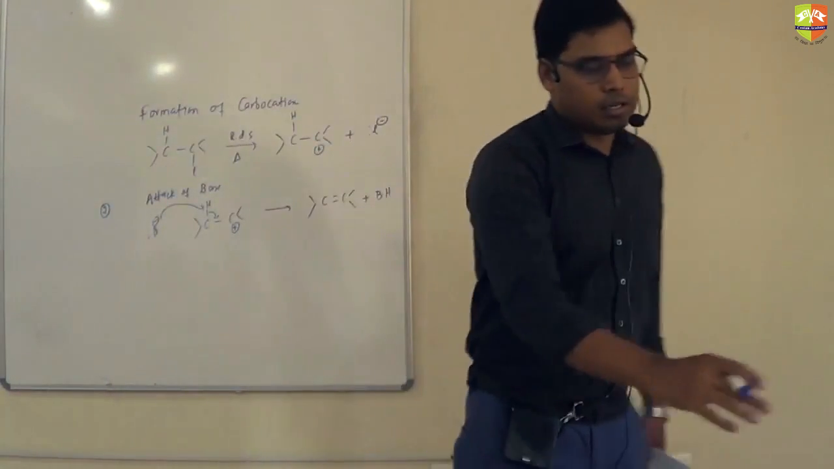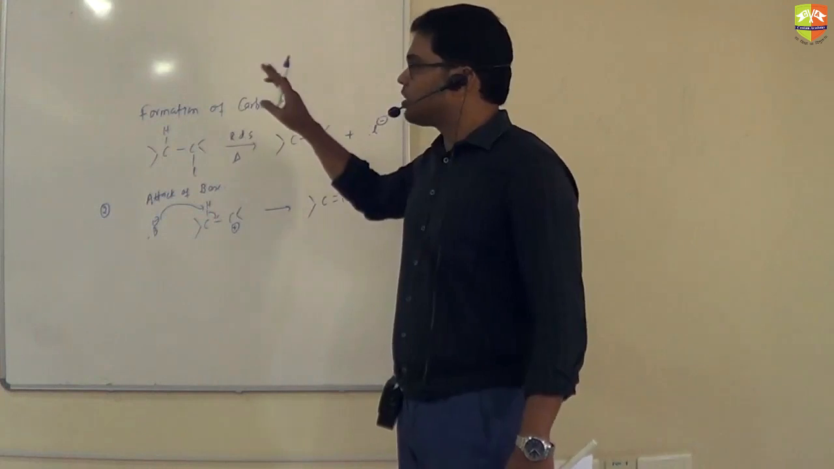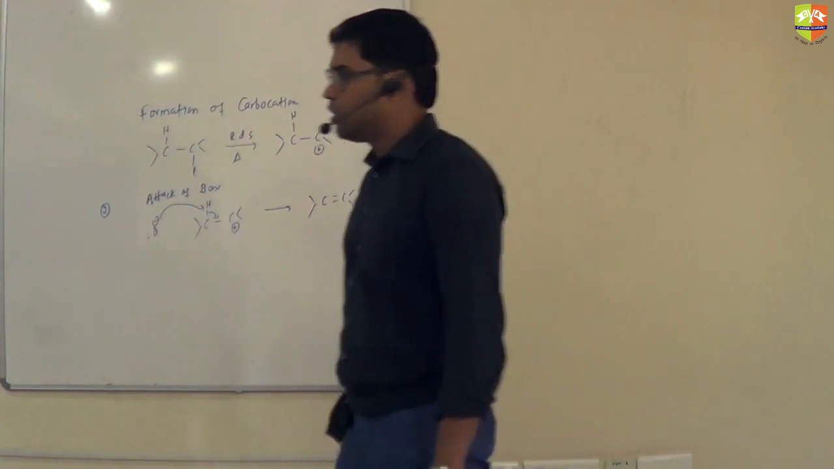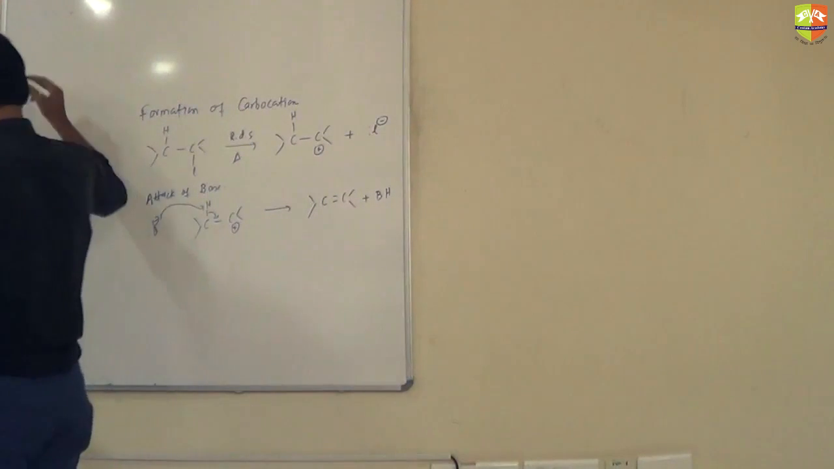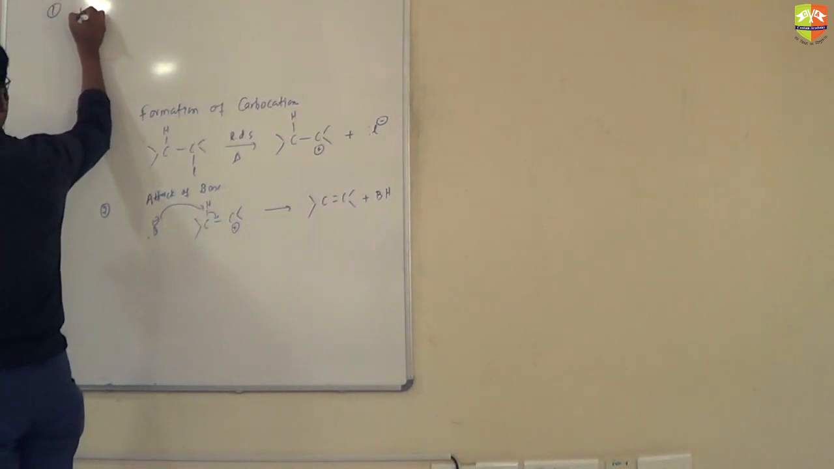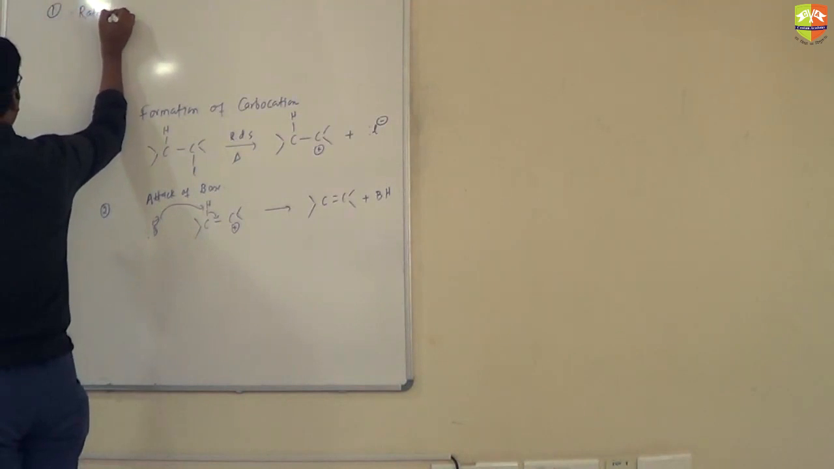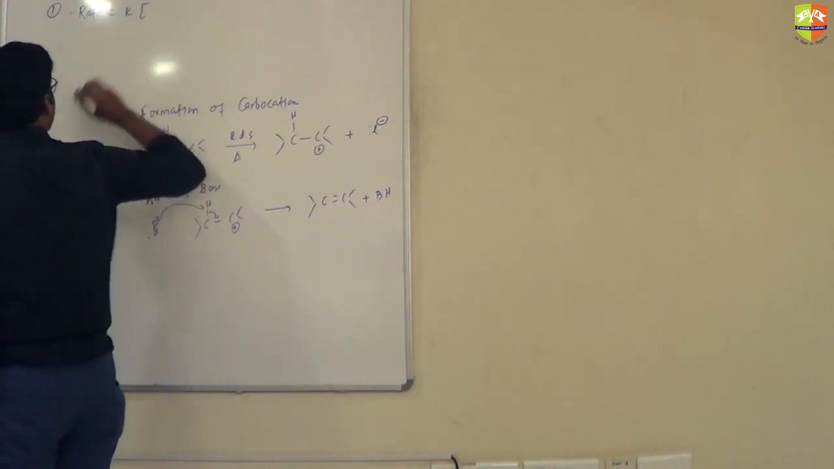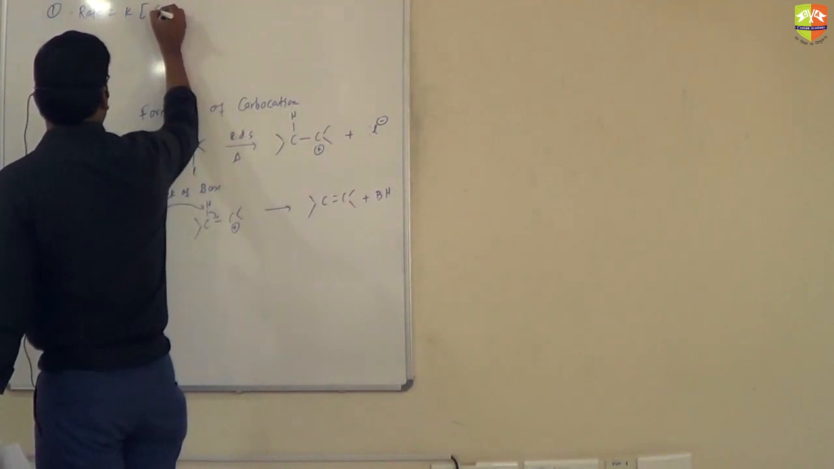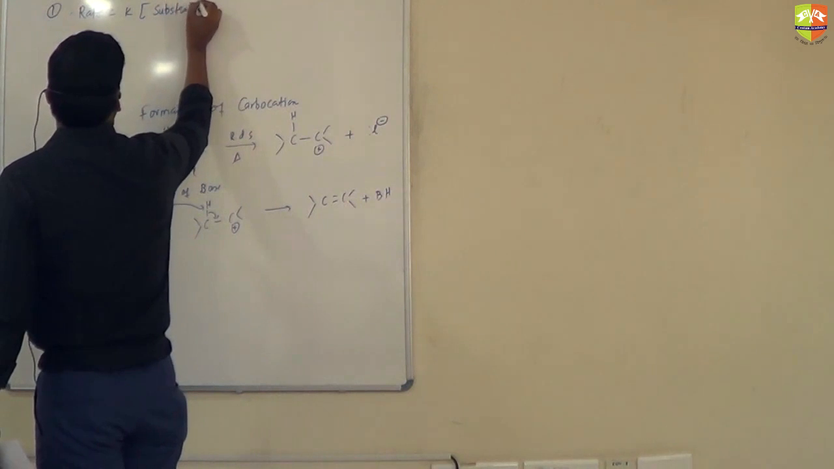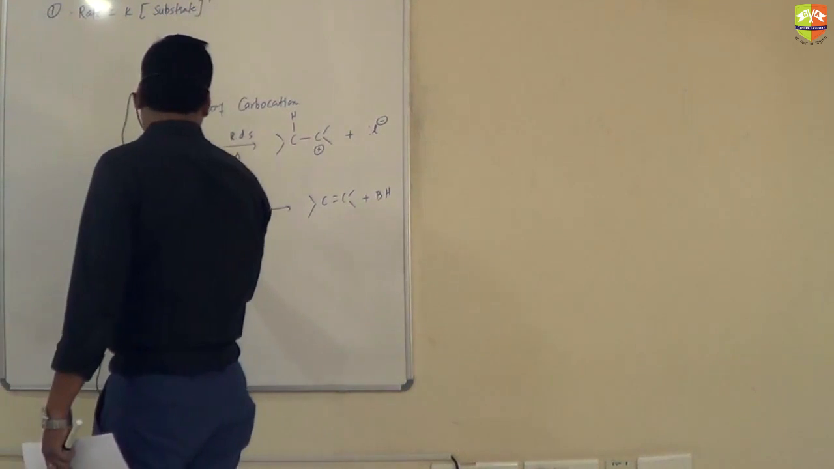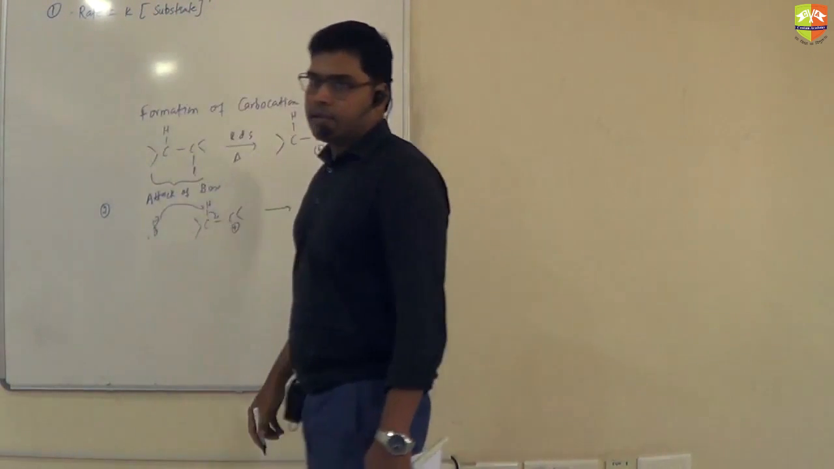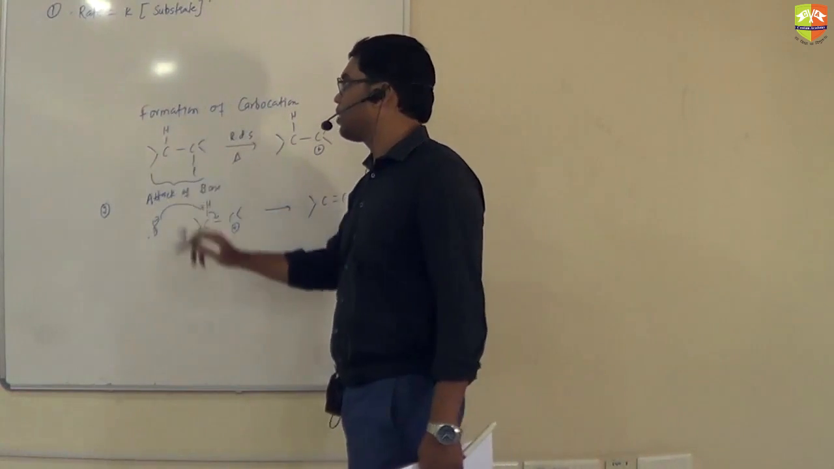More characteristic of E1, that was the general characteristic of elimination reaction. Now for E1, the first thing is what? Rate we can write. Rate is equal to K, concentration of what? Substrate. What is substrate we have here? Substrate is nothing but this, RS. Okay?